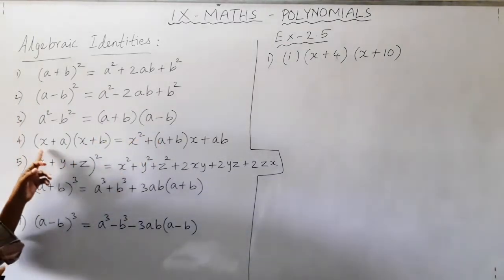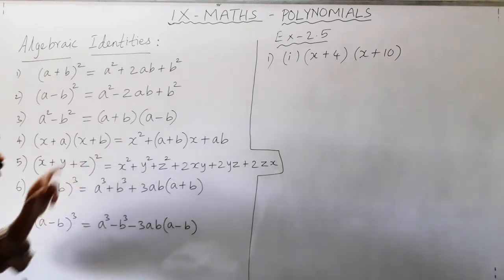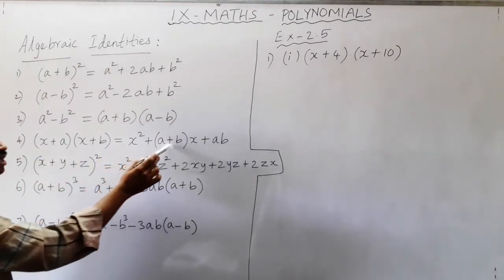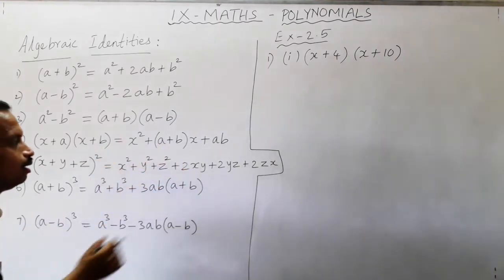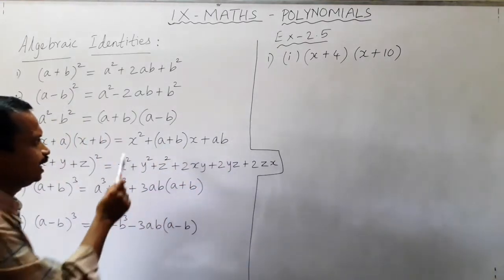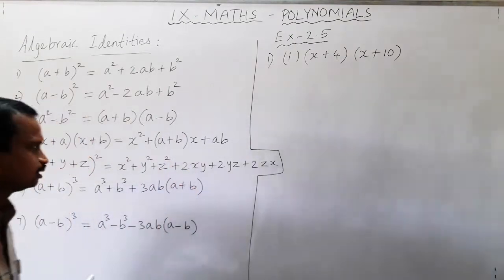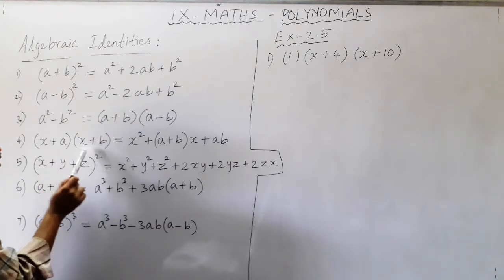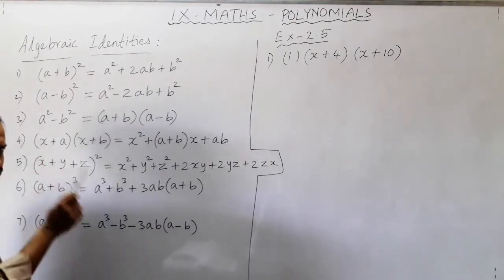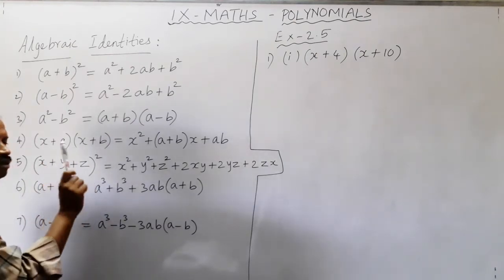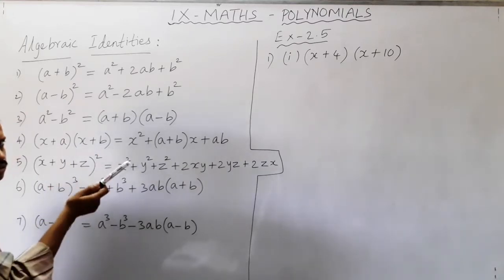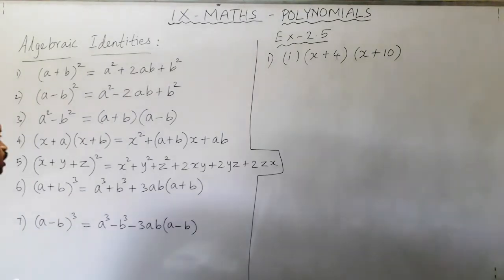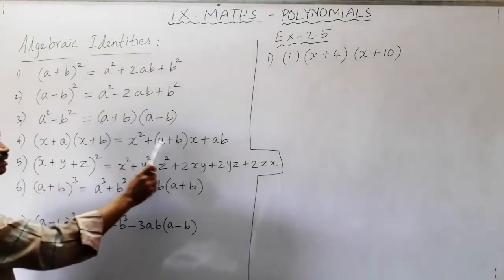And here the fourth one, (x plus a) into (x plus b) equal to x square plus (a plus b) into x plus ab. So x square term, x term, constant, like that. But for this identity, you see, in these two factors, the first term x is the same and the second term is different. Here a, here b. So this is a notable thing. Clear?